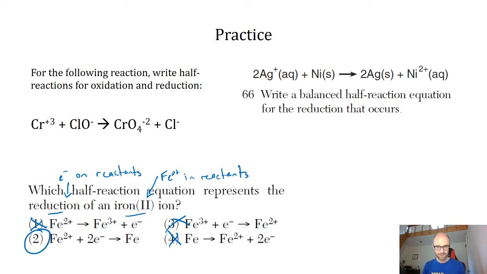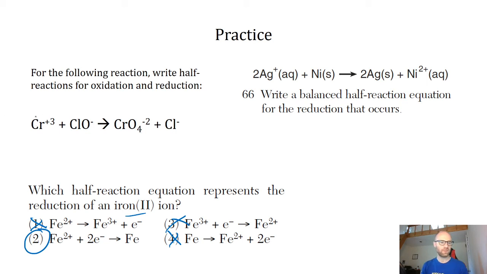Knowing all of this, you can hit the pause button for 30 seconds, a minute, 2 minutes. You have 2 reactions here. For the one on the left, I want you to figure out both the oxidation and reduction half reactions. And for the one on the right, I just want the reduction half reaction.